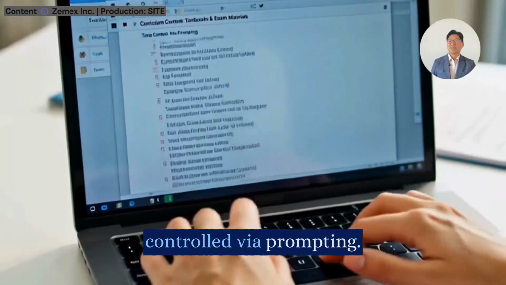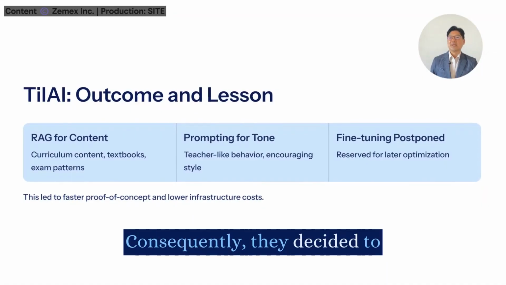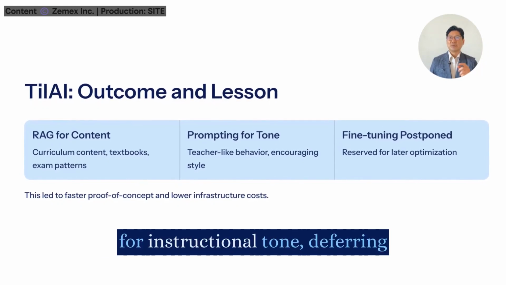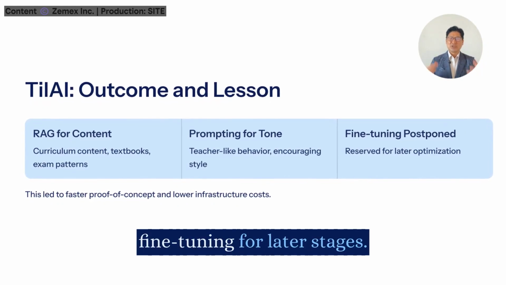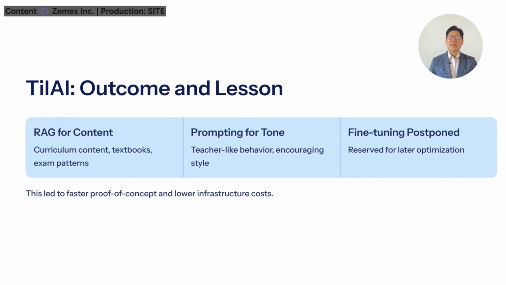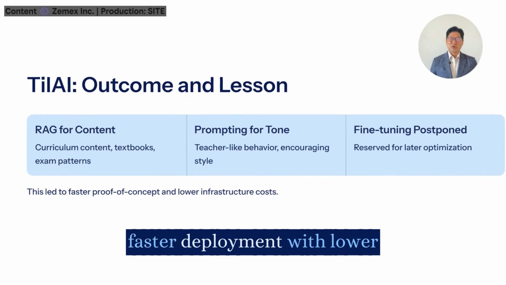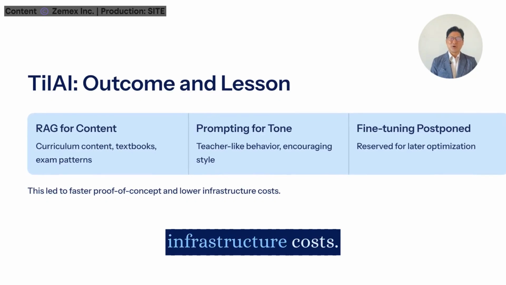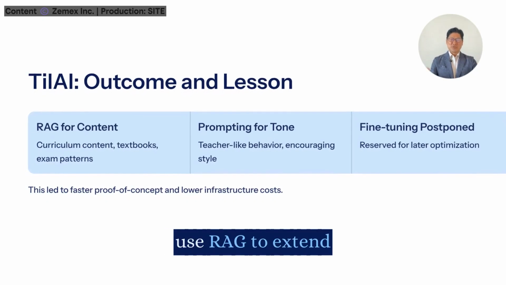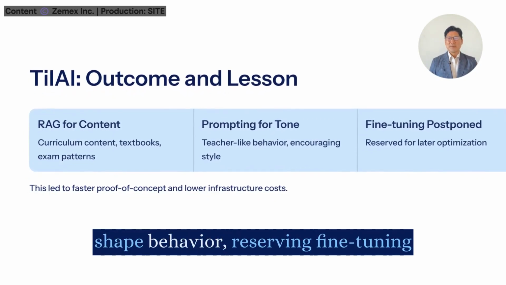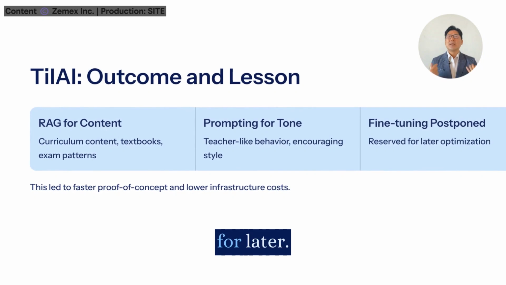Consequently, they decided to use RAG for curriculum knowledge and prompt engineering for instructional tone, deferring fine-tuning for later stages. The outcome was a government proof of concept approval and faster deployment with lower infrastructure costs. The lesson is to use RAG to extend knowledge and prompting to shape behavior, reserving fine-tuning for later.